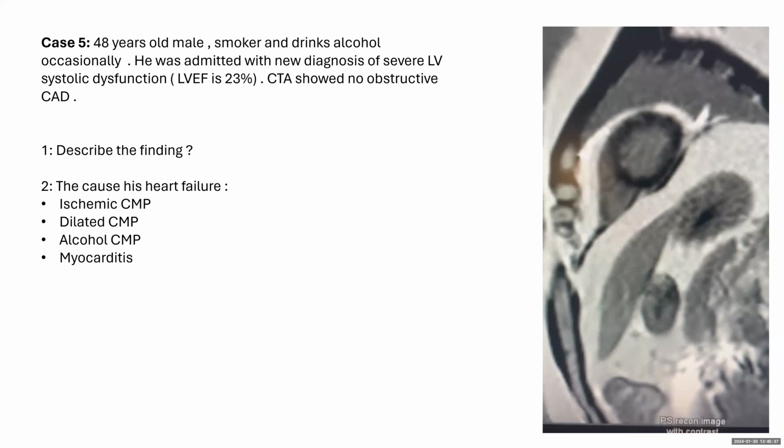I want a description. If you have been through the description of delayed enhancement, how would you describe it? You need to describe, first, the location: is this subepicardial, mid-myocardial, or subendocardial? Second, the extent: is this extending 10%, 20%, more than half, or transmural? And the third is where it is, which territory or which segment of the LV?